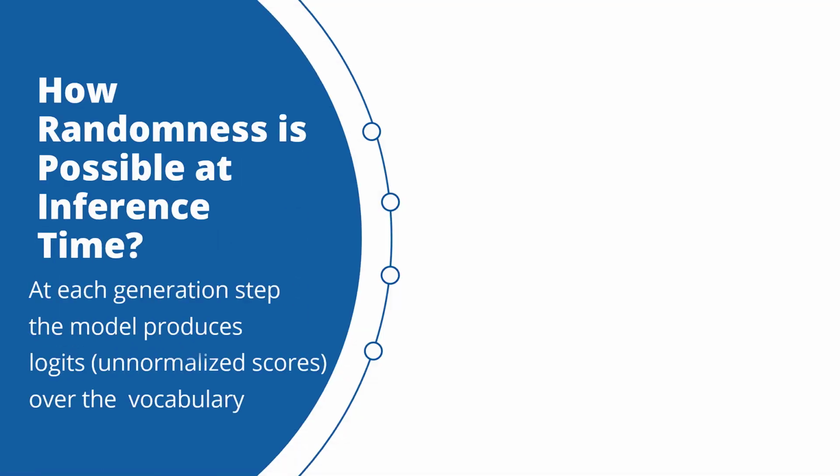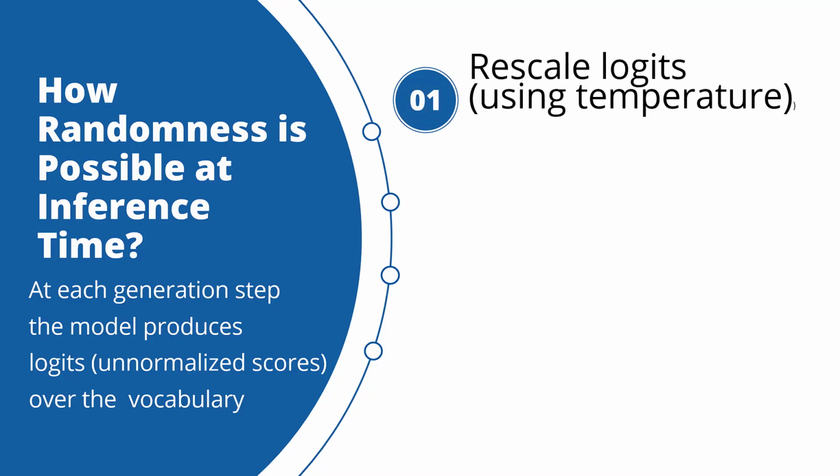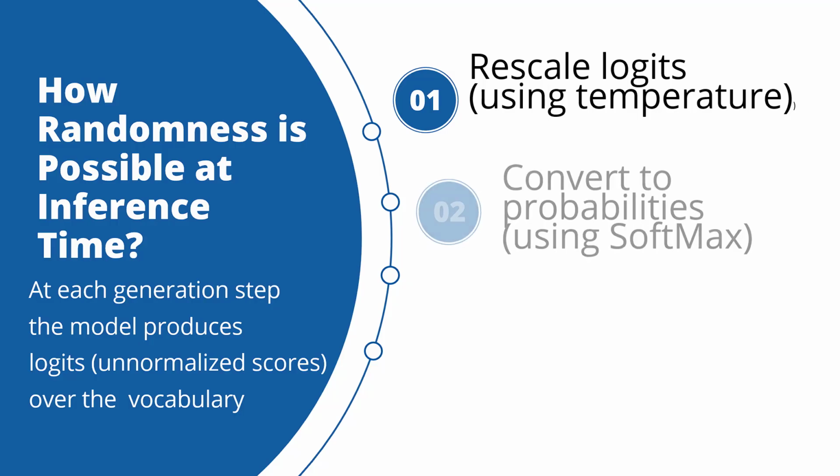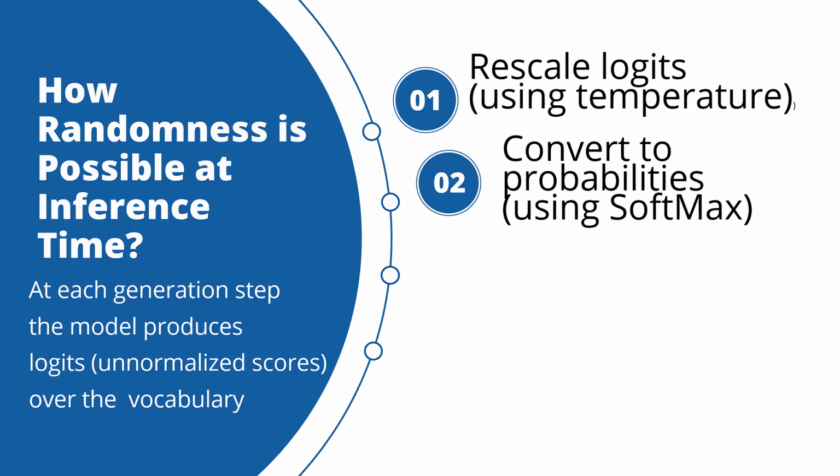Here is what happens each time the model generates the next word. First, the model produces logits, the raw scores over the entire token set. We may rescale them with temperature to control sharpness or diversity. Then we apply softmax to turn those scores into probabilities.